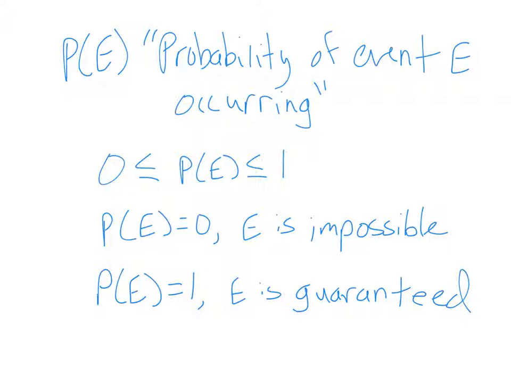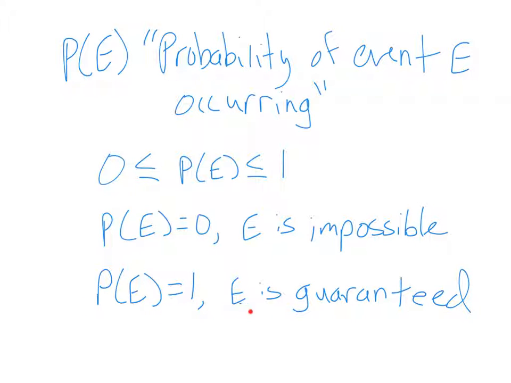Alright, so a little bit of notation and some definitions here. P of E, sometimes we'll read it as P of E, but it really stands for the probability of the event E occurring. And probabilities happen to be numbers that are between 0 and 1. Right? They're never negative, and they're never more than 1. If you have a probability of 0, that means that event is impossible. It cannot occur. It would be like saying, what's the probability of rolling a 7 when you roll 1 dice? Well, there is no 7, so the probability would be 0.